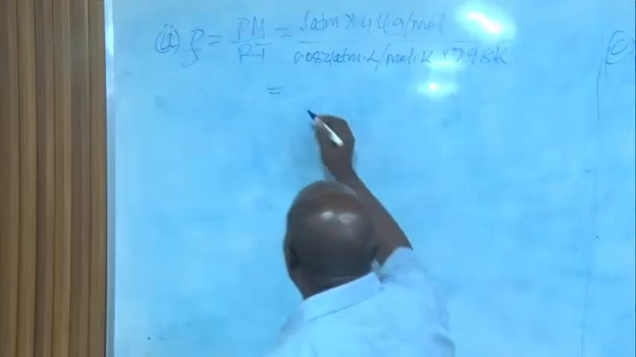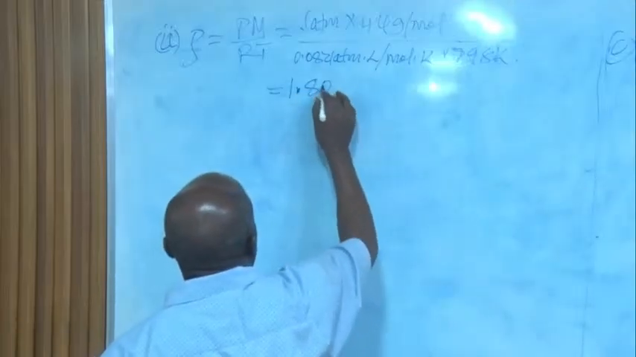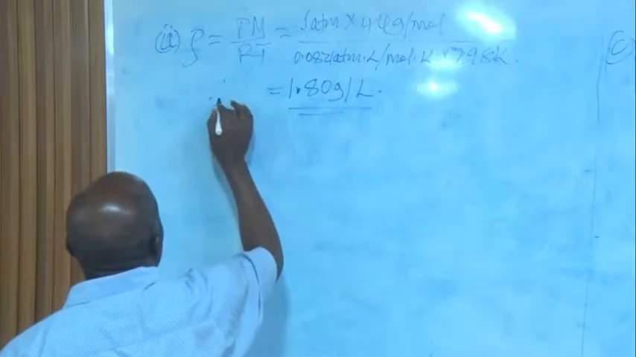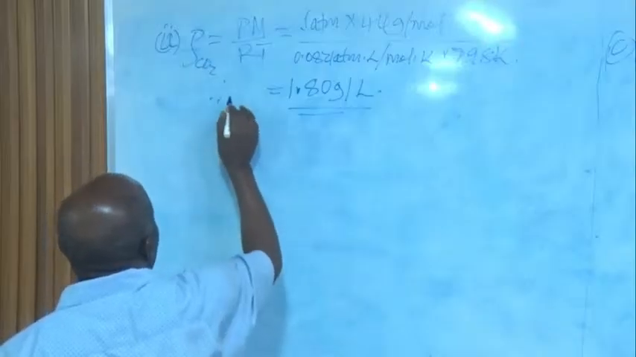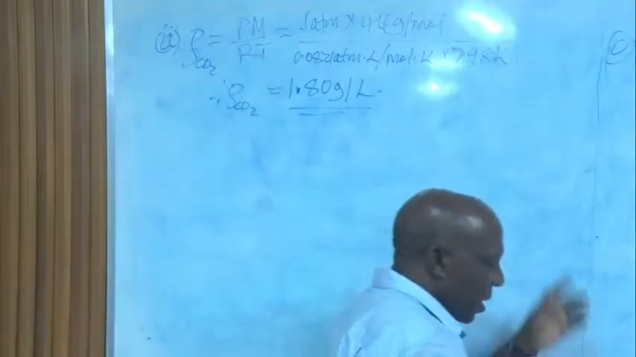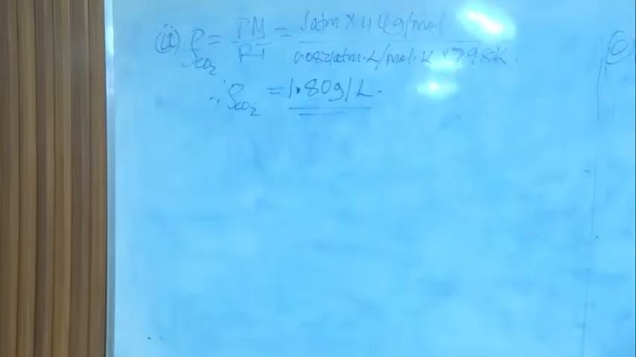If we calculate the density of carbon dioxide filled in this balloon, you get 1.8 grams per liter. So this is the density of carbon dioxide. Now, if we compare this density of carbon dioxide, it is greater than the density of air. So it shows that if we fill the balloon with carbon dioxide, then it cannot rise in the air, because its density is greater than the density of air.